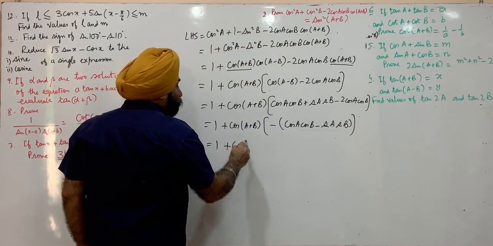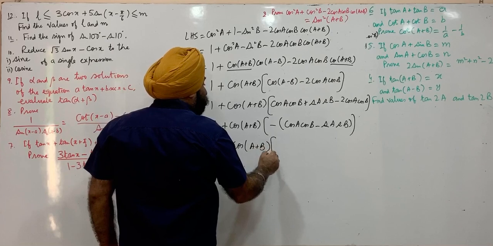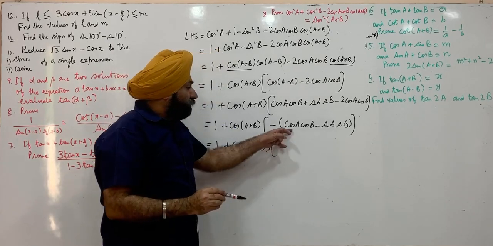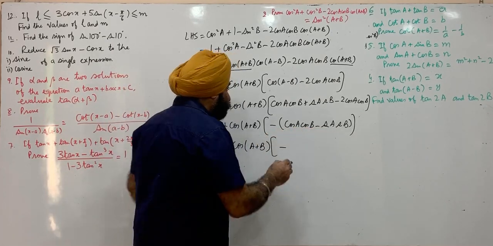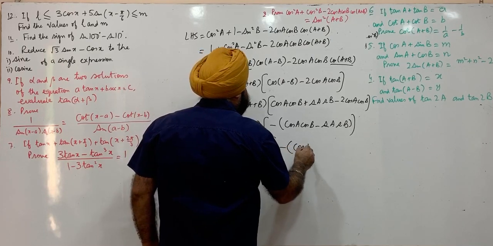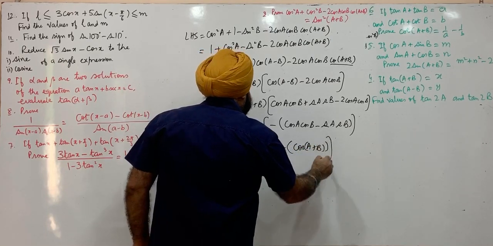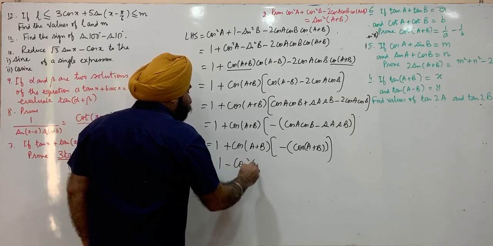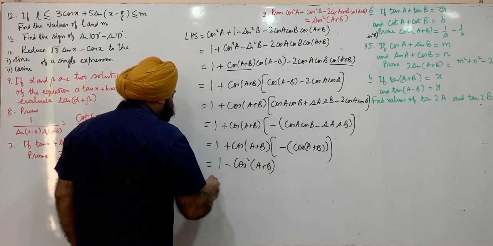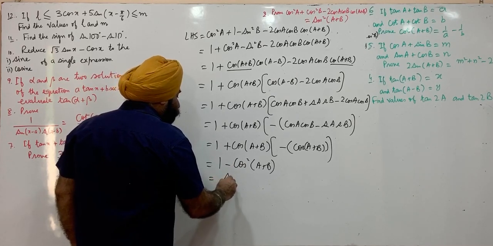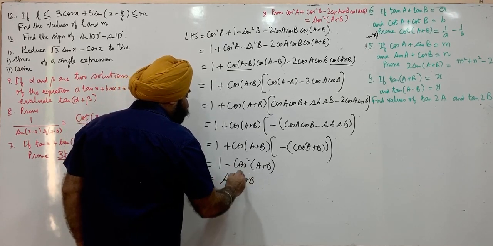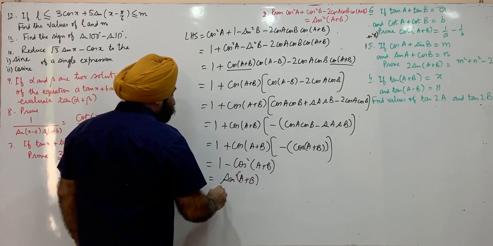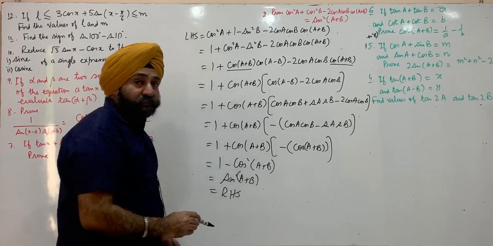That's 1 plus cos of a plus b, bracket minus cos a cos b minus sin a sin b, which is cos of a plus b. So this will be plus into minus sign, and this is cos square a plus b. 1 minus cos square theta is sin square of theta. So this is sin square of a plus b. This is what we wanted to do.